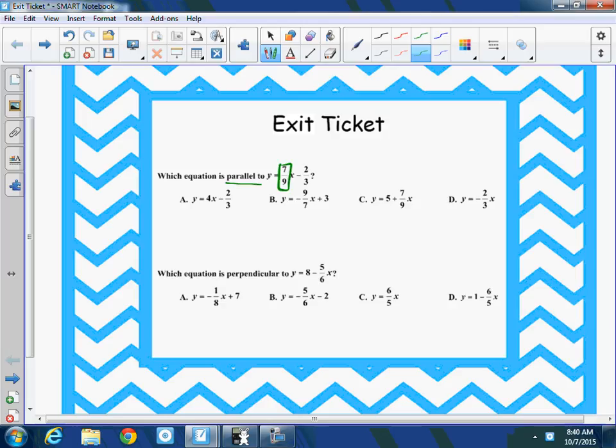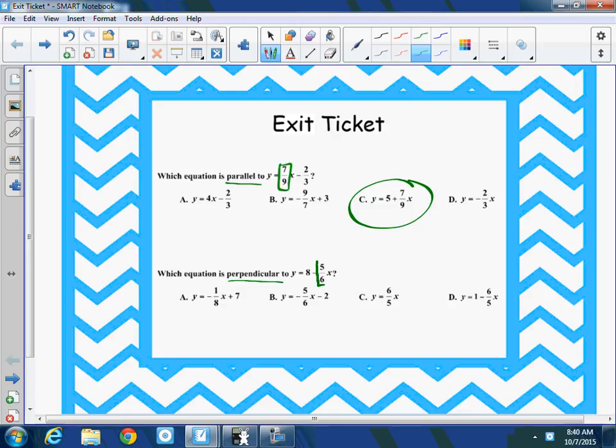Just take a look at the slope. Slope seems to be the same. Why didn't everybody get this right? Come on. You can graph it, but you really don't need to. Do you need to graph it? All you need to do is take a look at the slopes. If they're the same, they're parallel. If they're opposite and reciprocal, they're perpendicular. That's all. All right, perpendicular.